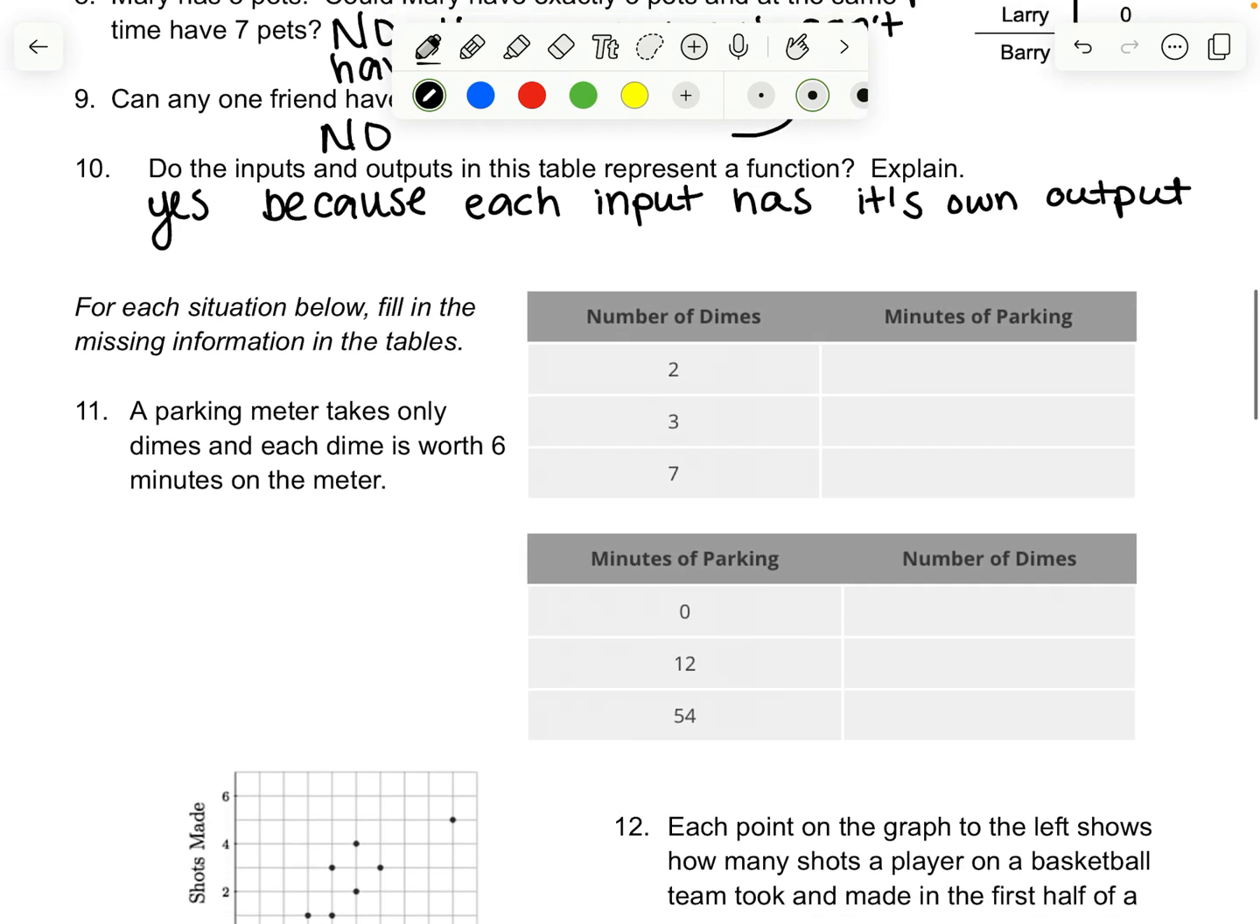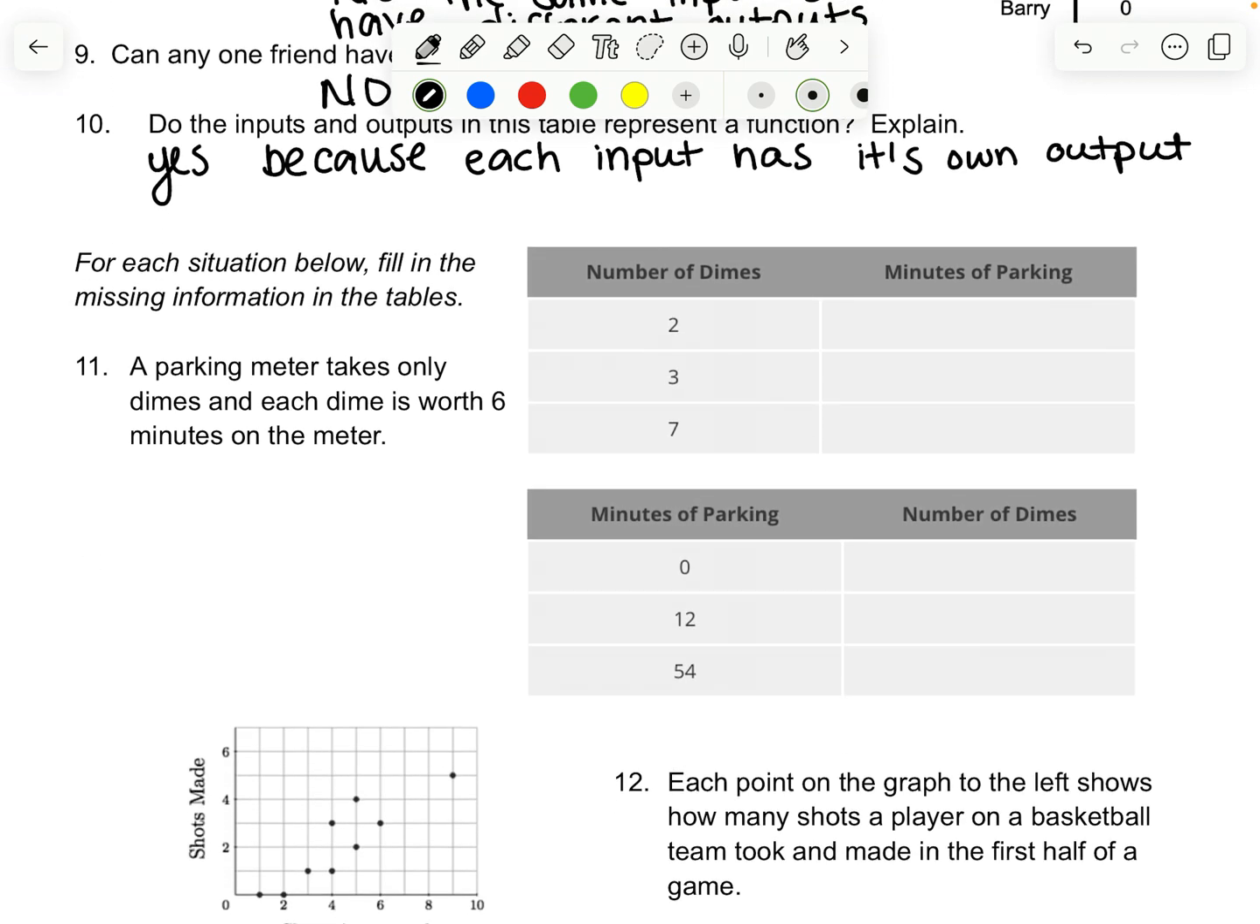Alrighty. For each situation below, fill in the missing information in the tables. Okay, number 11, a parking meter takes only dimes and each dime is worth 6 minutes on the meter. So on the table to the right, I'm going to start at the top one. So if I have 2 dimes, I would need to figure out how many minutes that I can park. I would do the same thing if I have 3 dimes and 7 dimes.